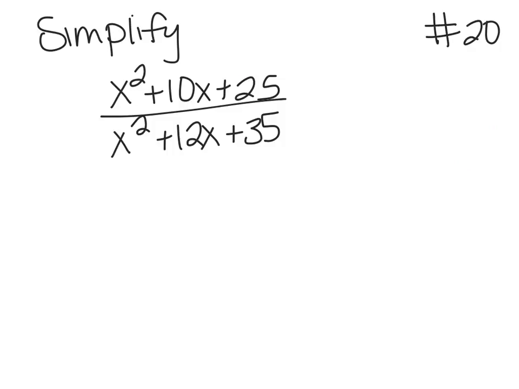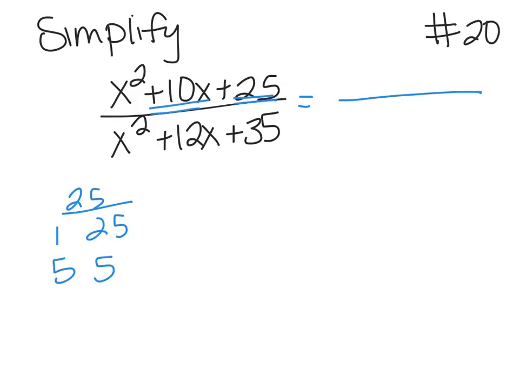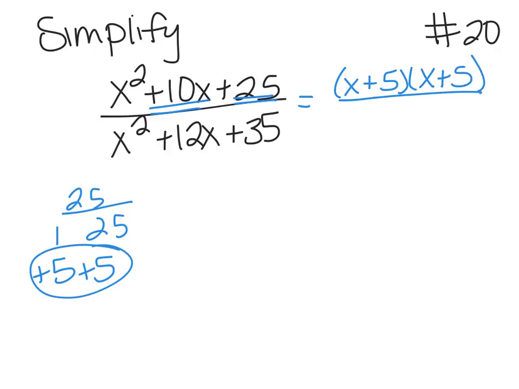All right, simplify. Simplifying means we're going to factor the top and we're going to factor the bottom. So factoring the top, multiples of 25. 1 and 25, 2 doesn't, 3 doesn't, 4 doesn't, 5 times 5 will add to give me 10 if they're both plus. So I have an x plus 5 and an x plus 5 on the top. These two things mean the exact same thing, they're just written differently.